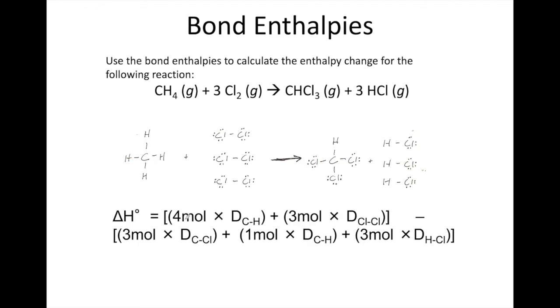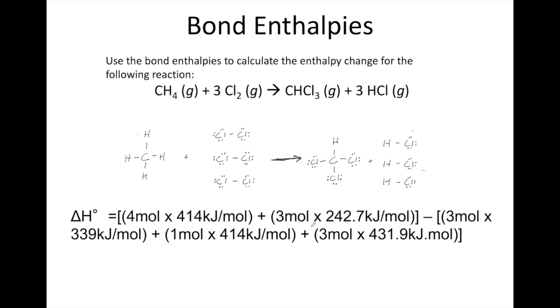So my equation should look like this. I'm going to have 4 moles times the bond enthalpy for 1 mole of carbon-hydrogen bonds, plus 3 moles times the bond enthalpy for my chlorine-chlorine bonds. And then my products, I've got 3 moles of carbon-chlorine, 1 mole of carbon-hydrogen, and 3 moles of hydrogen-chlorine. So I need to look on my table and get the bond enthalpies for each of these. Now again, please be sure when you work these problems to write it out step by step. It's very easy to make a mistake and leave something out if you don't. So I look on my table, which we just had, and I get the bond enthalpy for 1 mole of each of those bonds and plug them in.